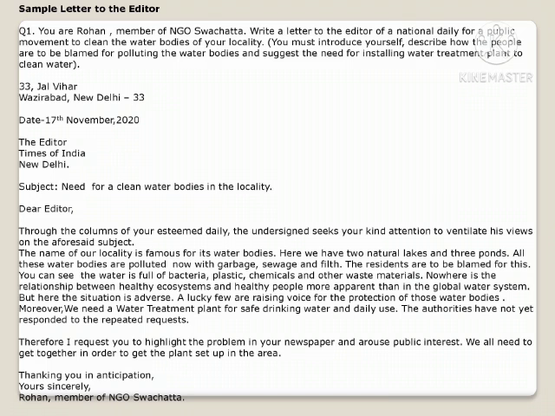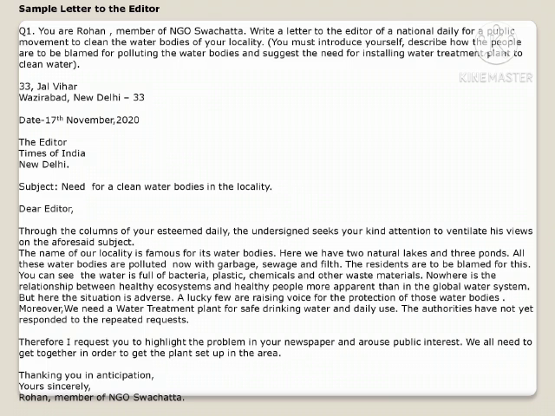Now you can see the letter starts, as we have seen in the format, by writing the sender's address in detail, then the date in extended form, after providing a little space. Then again after giving space we will write the address to the editor and the address of the newspaper house, then again a little space. This will be followed by the subject. The subject will be written in short: need for clean water bodies in the locality. Then again space and salutation. Over here you can write the subject after the salutation or before the salutation as per your wish.